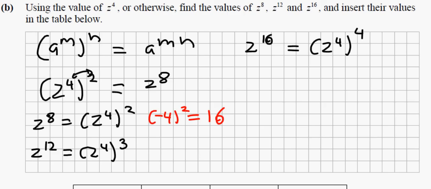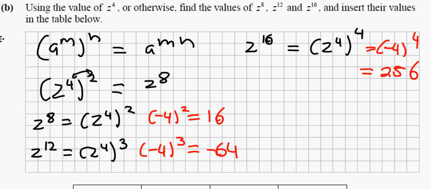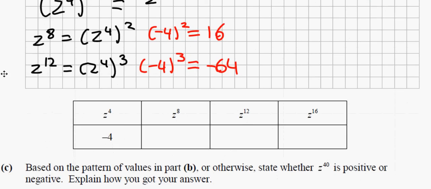So we know that Z4 is minus 4, so minus 4 squared is 16. Therefore Z8 is 16. And we know that Z12 is minus 4 to the power of 3, which is minus 64. And we also know that Z4 to the power of 4 is minus 4 to the power of 4, which gives us 256. Now what we've got to do is fill in this table here: 16, minus 64 and 256.